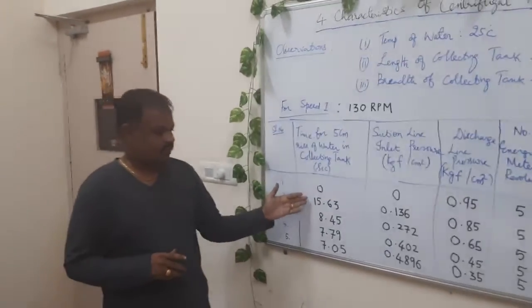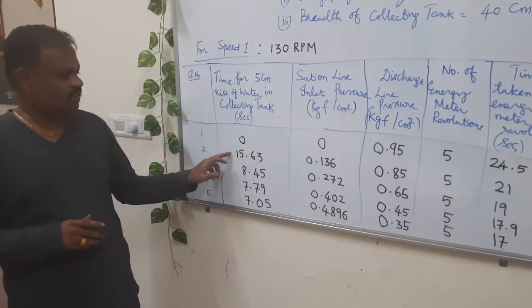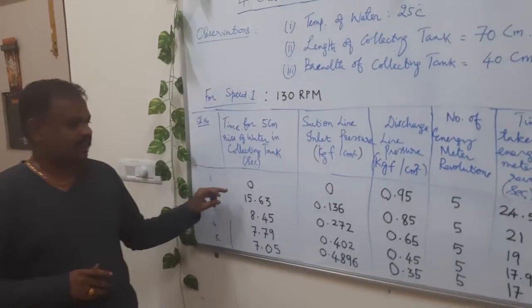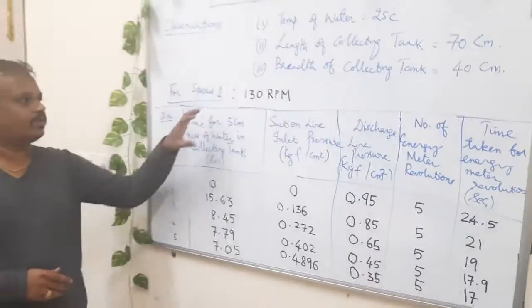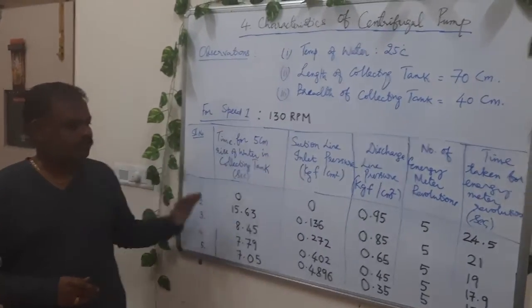There are 4 other volumetric flow rates, in increasing order. These are the times for 5 centimeter rise of water in the collecting tank. You have to do the calculation for speed number 1 using this table.